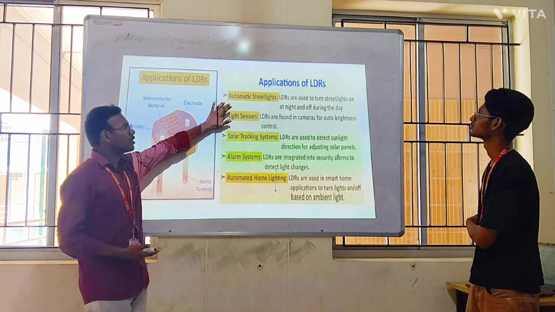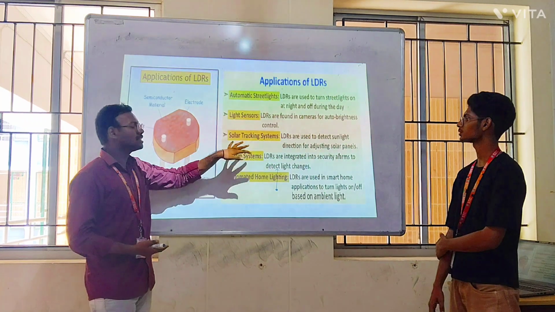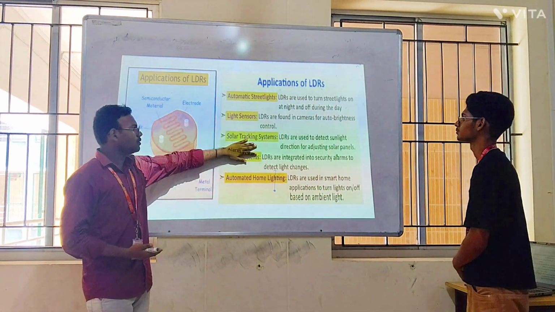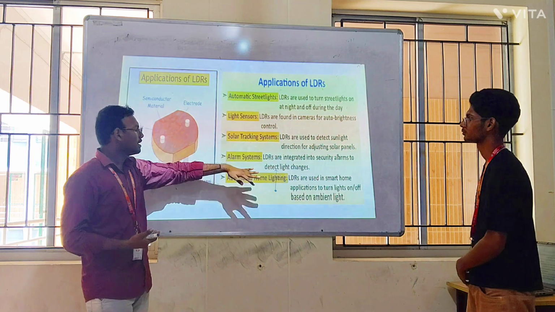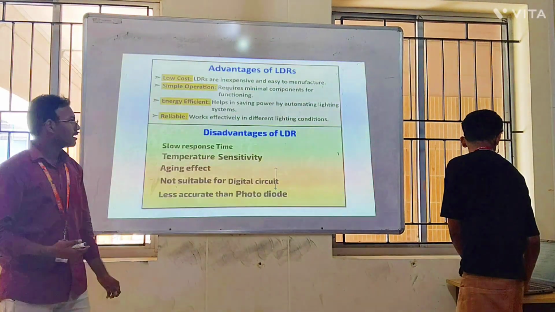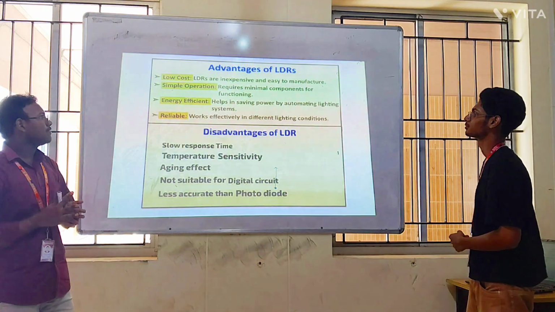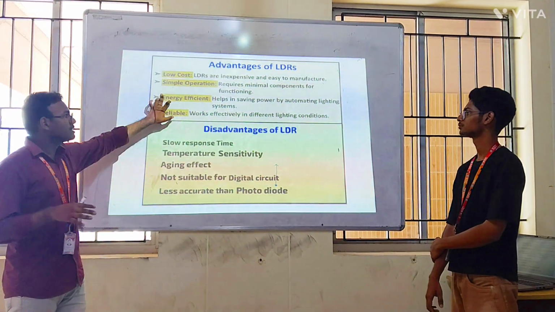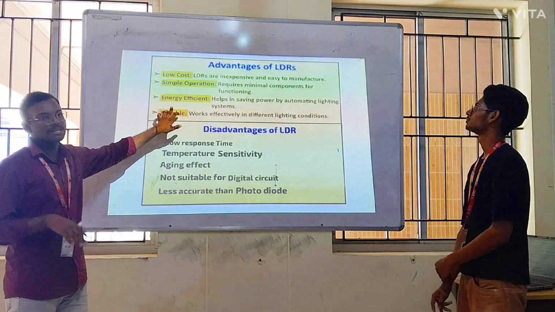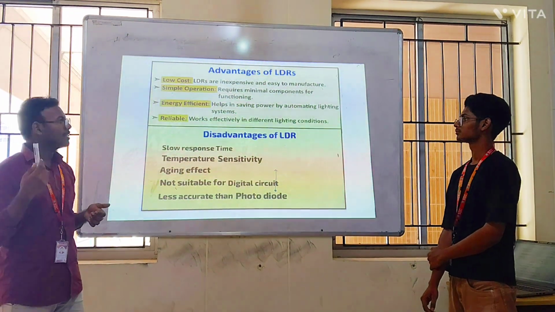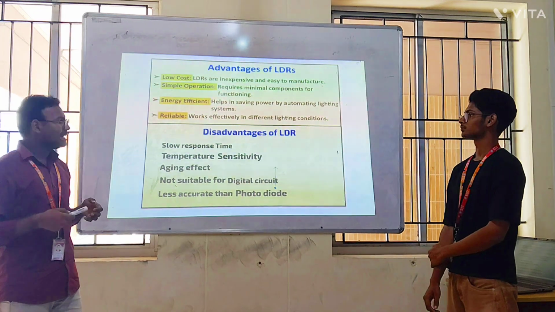Applications: we have automated street lights, light sensor, solar tracking system, which we took as a project and did, alarm system, automated home lighting. So advantages of LDR. LDRs are low cost. They need minimal components for functioning. They are energy efficient and very reliable as they work in different lighting conditions.